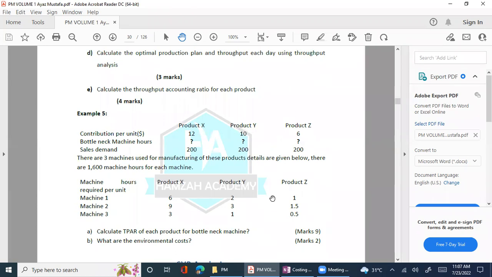So we will calculate the throughput accounting ratio, but before that, we need to identify the bottleneck machine. The identification is missing, that's why there is a question mark. So first of all, you need to identify and share the final answer: whether machine 1, machine 2, or machine 3 is a bottleneck resource. Please solve it. If you are not able to solve it, then I will solve it. But before I try, you should try. So please solve it and then share your answer. I'm waiting.